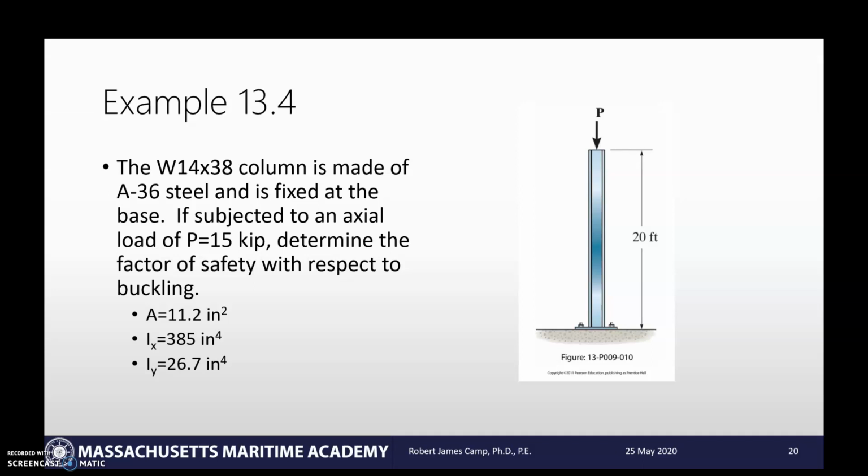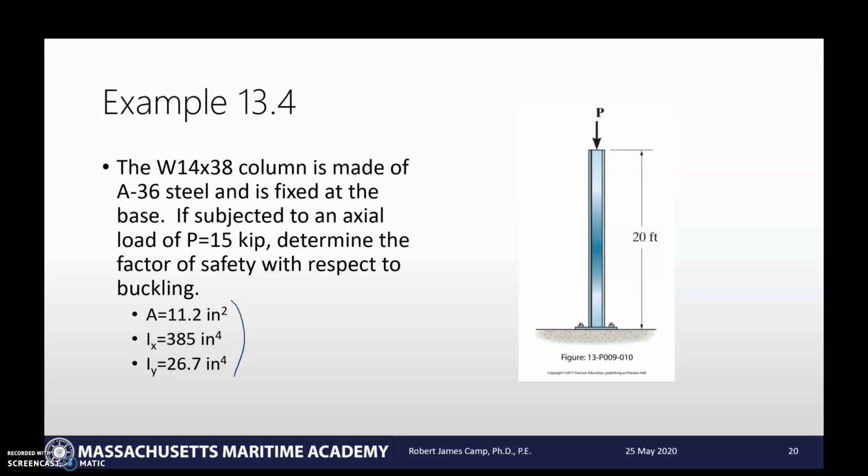A W14 by 38 column is made of A36 steel and is fixed at the base. If subjected to an axial load of 15 kip, determine the factor of safety with respect to buckling. And there are all the stats for a W14 by 38 beam: 11.2 inches squared area, 385 inches to the fourth, and I-y is 26.7 inches to the fourth.